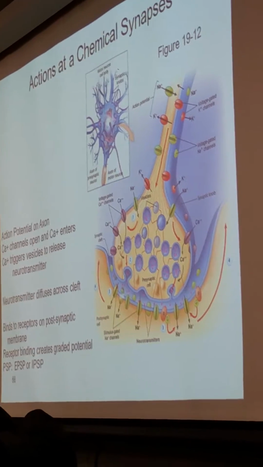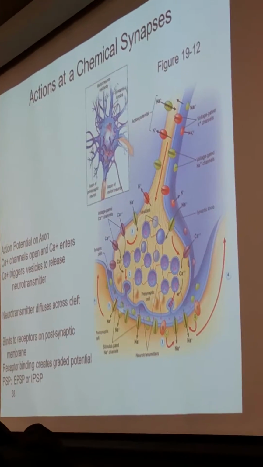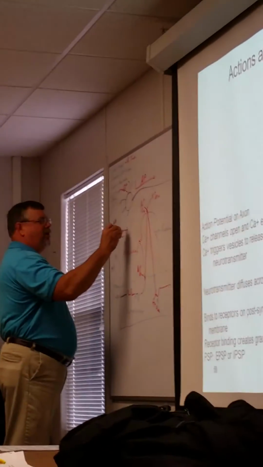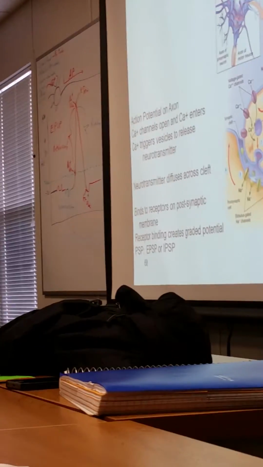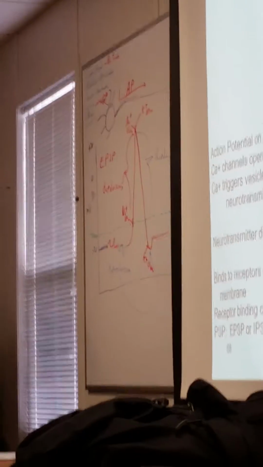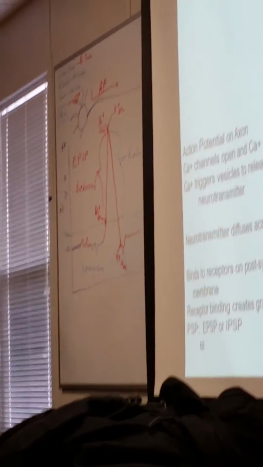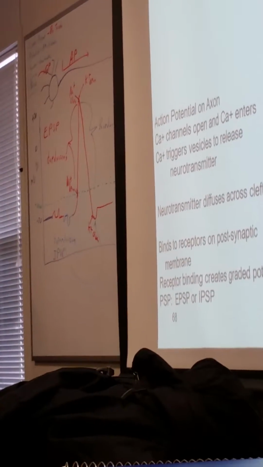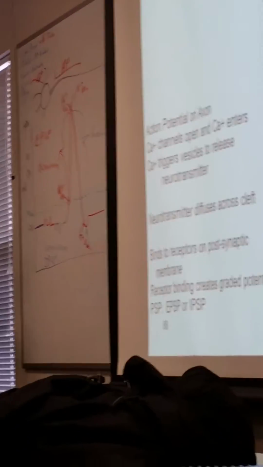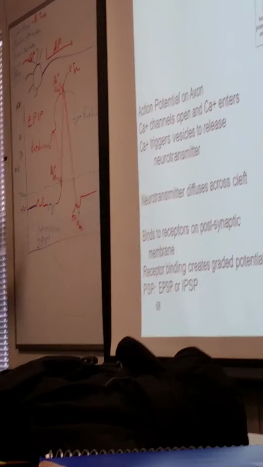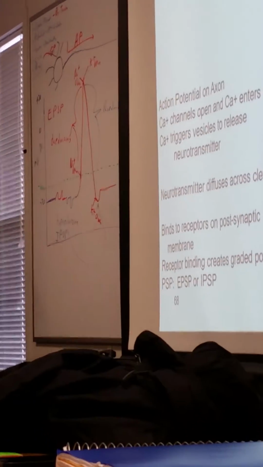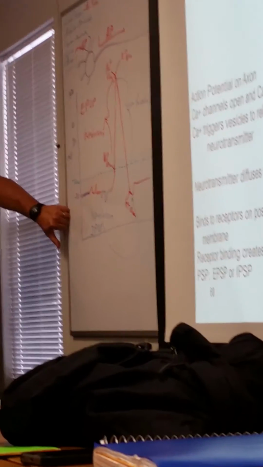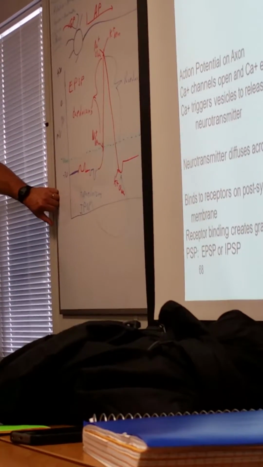Now, if that graded potential is depolarizing, we call that an excitatory postsynaptic potential. If the incoming graded potential that you generate for this neurotransmitter is hyperpolarizing, we call that an inhibitory postsynaptic potential. PSP simply means postsynaptic potential. So we're talking about what's happening on the far side. It's either getting excited or inhibited. By excited or inhibited, we mean the far side neuron is either getting closer to depolarizing, that's excitatory, or getting further from depolarizing. That's inhibitory. Okay?